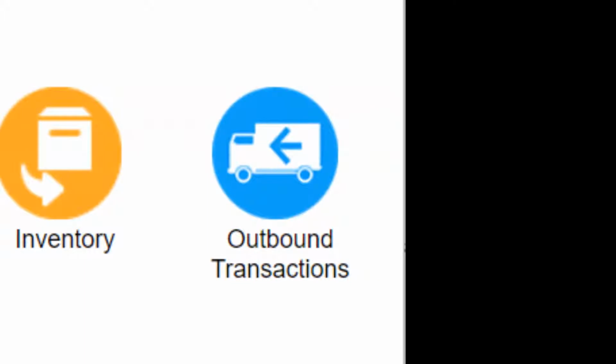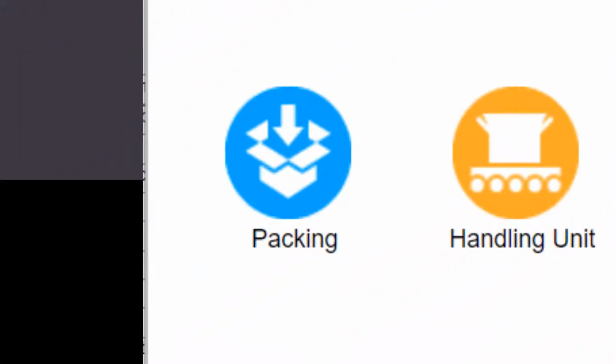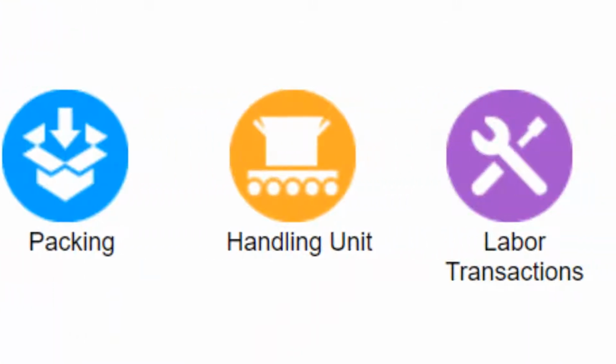Outbound transactions, covering the picking and release outbound processes. Packing, covering the transactions required to support the full packing system. Handling unit, covering the handling unit transactions available in Warehouse Mobility, such as create handling unit, link or unlink handling unit, etc. Labor transactions, covering the Warehouse Mobility transactions available to allow time to be booked against jobs.